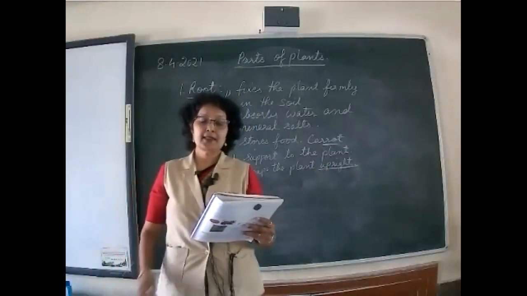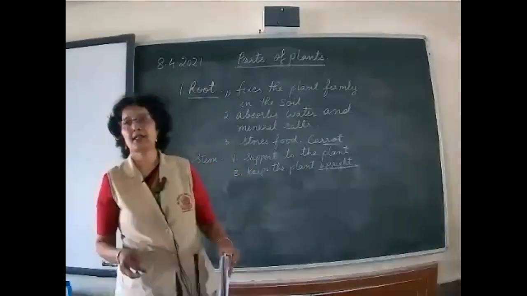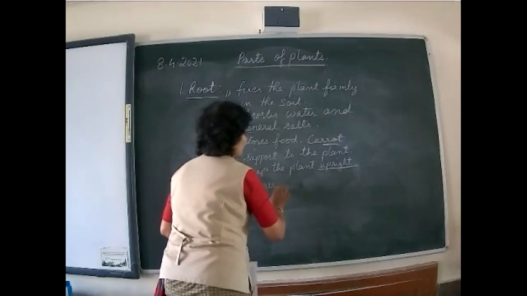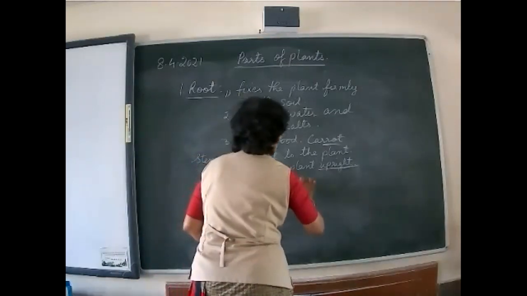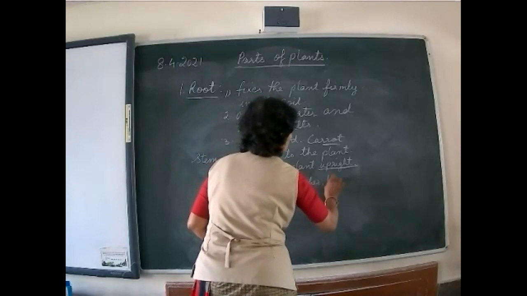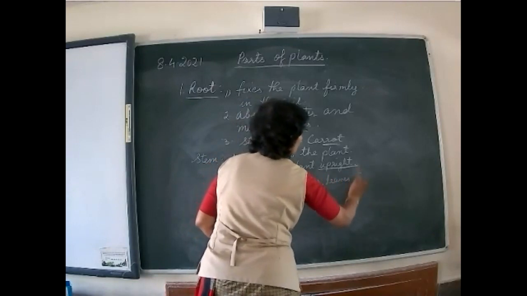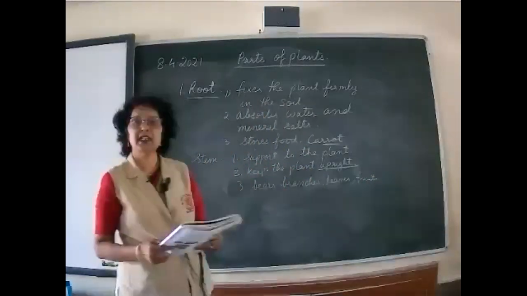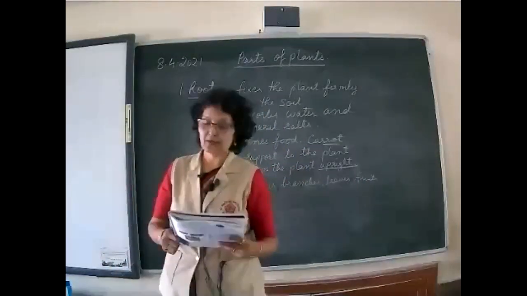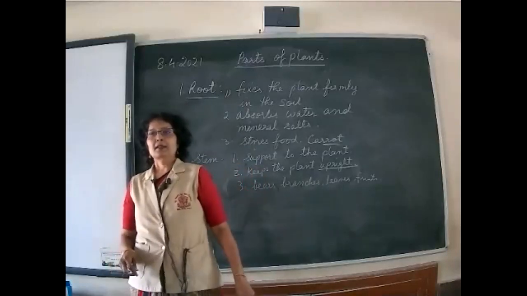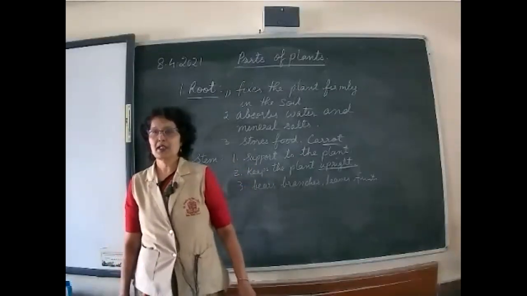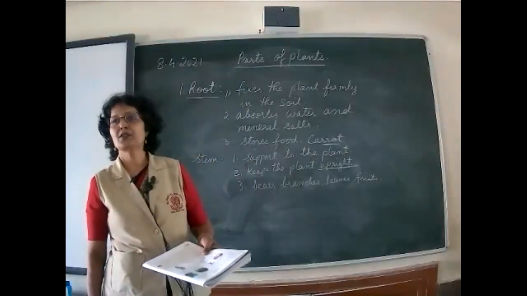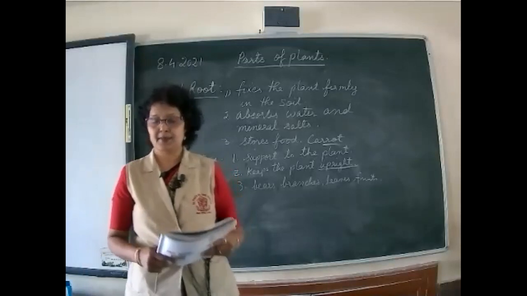Then it bears branches, leaves, flowers, fruits, etc., and this is also one of its functions. Now many plants have got strong and woody stems. And some plants have got soft and green stems.